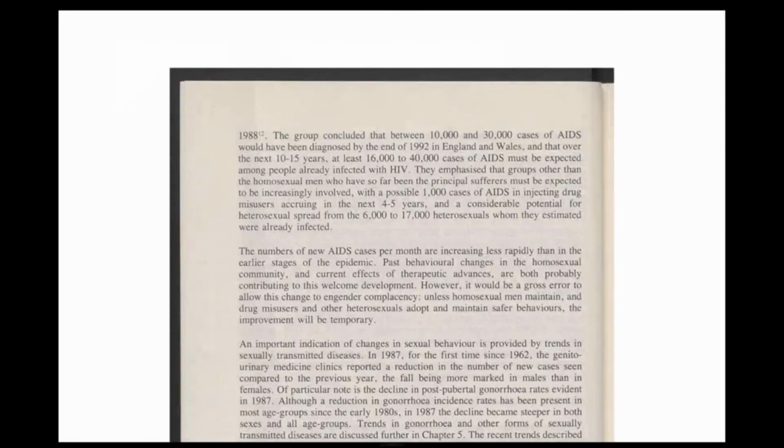if we could focus on the top half, perfect, thank you. We can see that the group concluded that between 10 and 30,000 cases of AIDS would have been diagnosed by the end of 1992 in England and Wales, and that over the next 10 to 15 years, at least 16,000 to 40,000 cases of AIDS must be expected among people already infected.